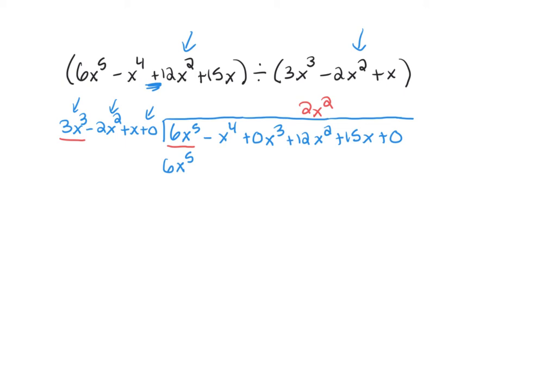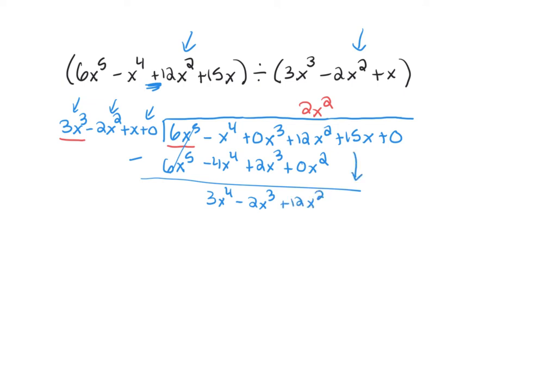And then 2x squared times negative 2x squared would be negative 4x to the fourth. And then plus 2x to the third. And then plus 0x squared. And then subtract. So the first terms will always cancel. So negative 1 minus negative 4, so that goes to 3x to the fourth. 0 minus 2, negative 2x to the third. 12 minus 0 plus 12x squared. Bring down the next term, plus 15x.